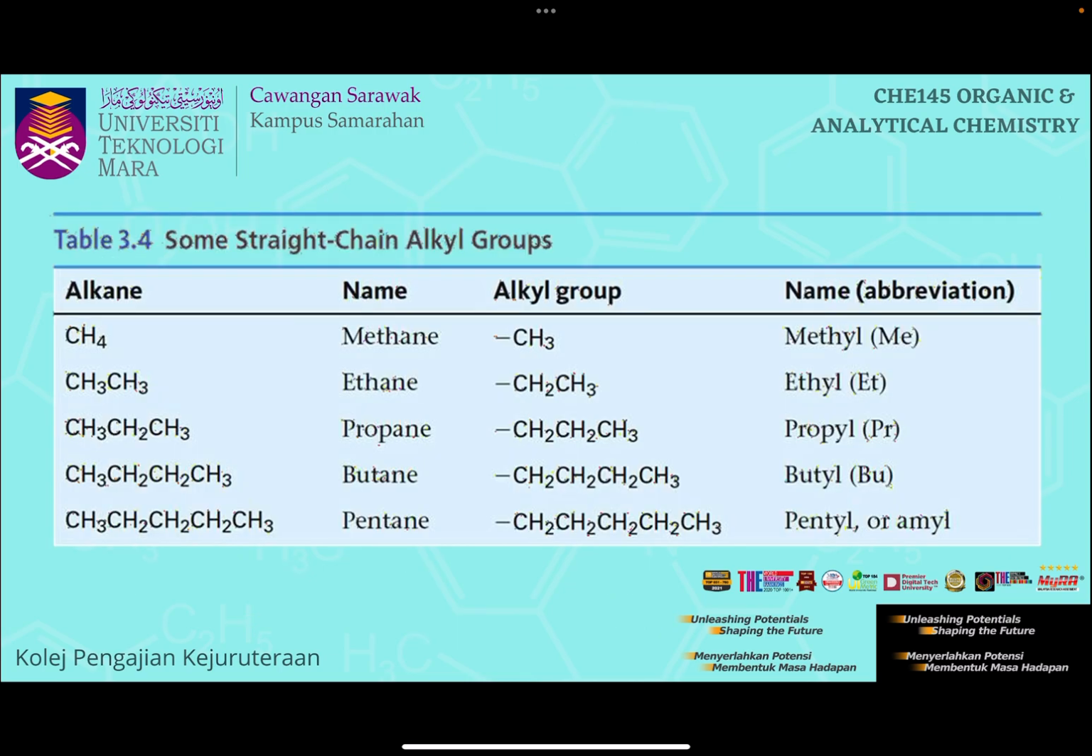Here are some examples. If it's one carbon, if it's an alkane, we call it methane. If it's an alkyl group, we call it methyl. Ethane, ethyl, propane, propyl, butane, butyl.